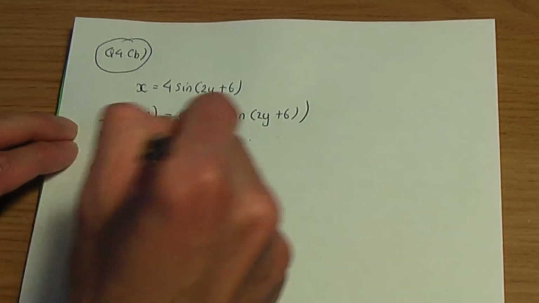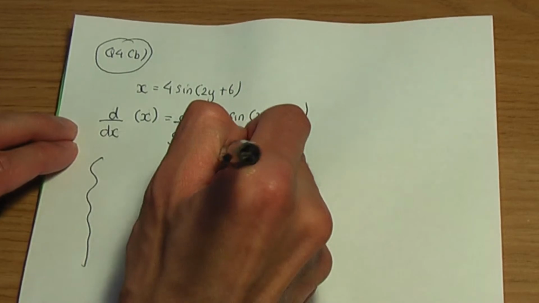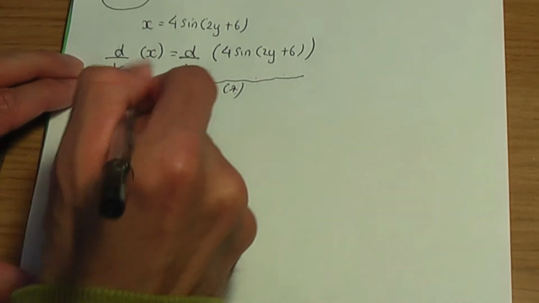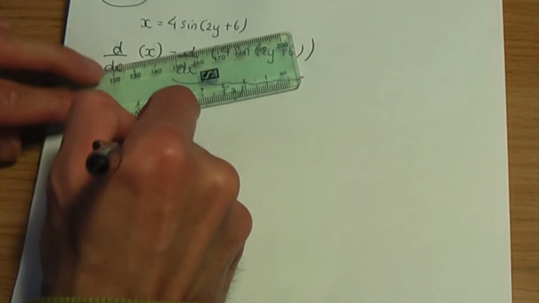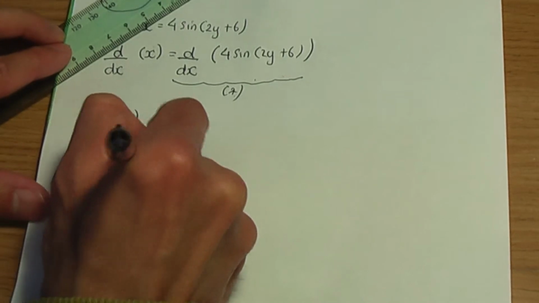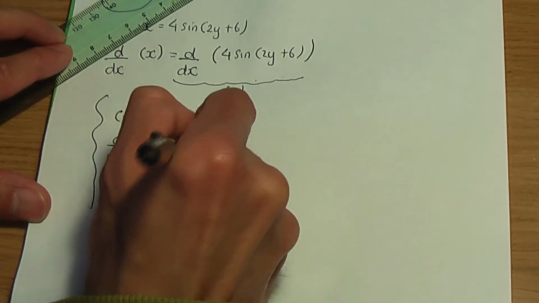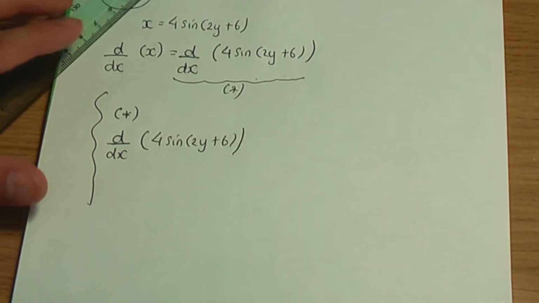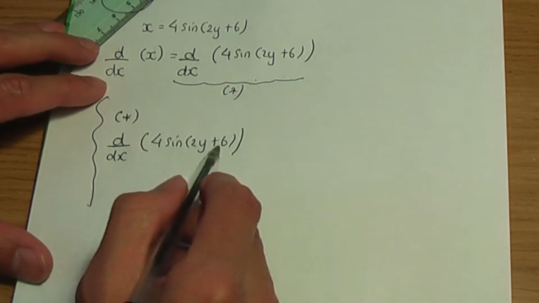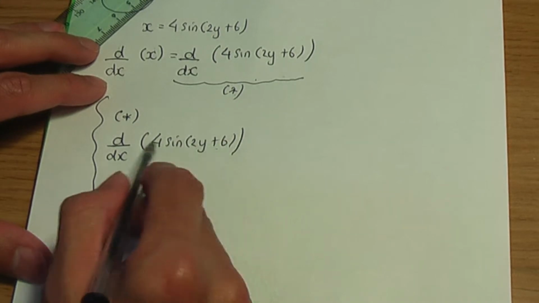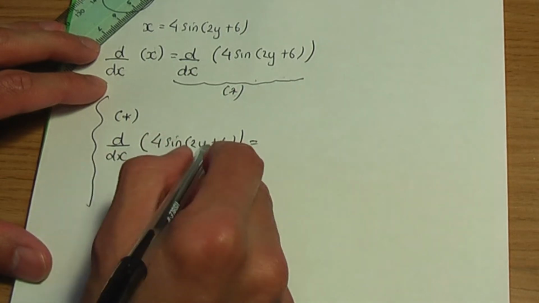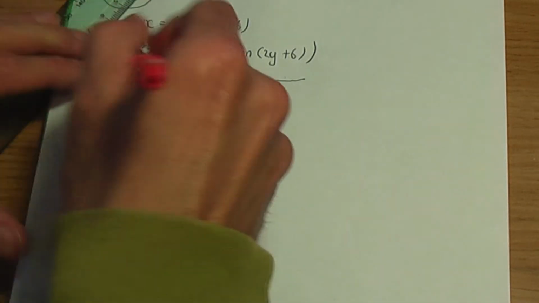However, let's do a side calculation and calculate the derivative of that right hand term. Let's call that star. Let's work out the derivative d by dx of 4 sine 2y plus 6. We need to use the chain rule in order to differentiate this term involving y.